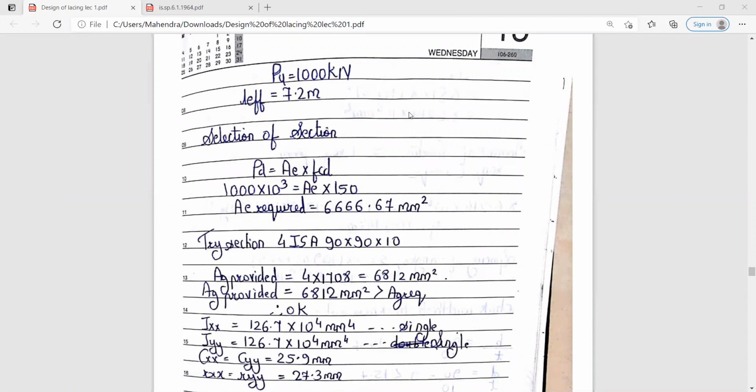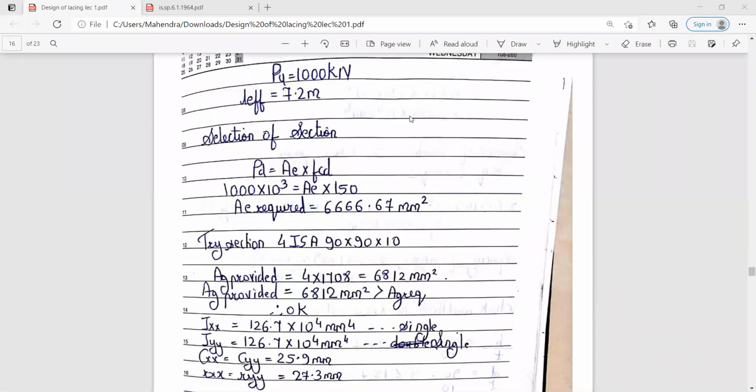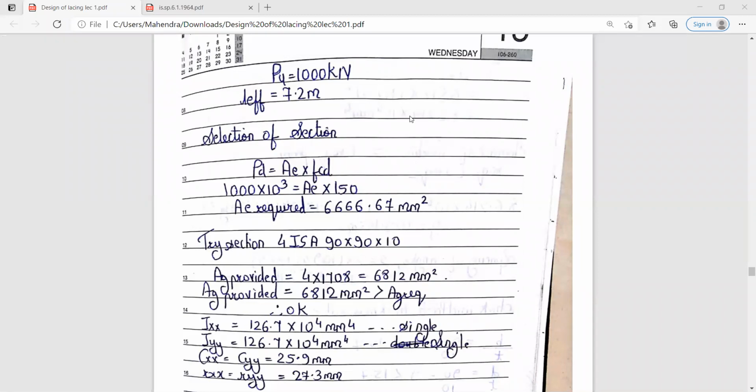So PD calculate करने के लिए अभी आप section कैसे choose करोगे? How you will choose the section? सबसे पहले आप क्या करोगे? PD calculate करोगे and PD calculate करने के बाद whatever effective area आपको मिलेगा, उससे जो भी effective area है, जो भी angle section का ज्यादा रहेगा वो angle section आप choose करोगे. So first of all you need to calculate the value for the PD. So PD will be equals to A into FCD.